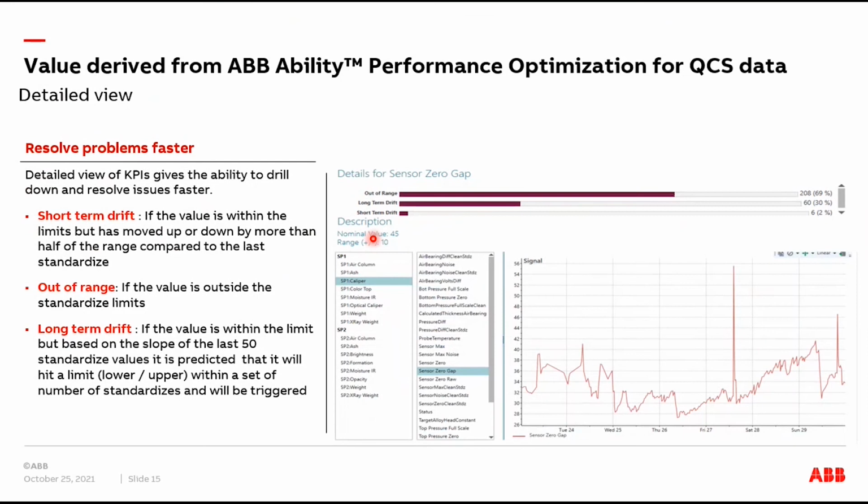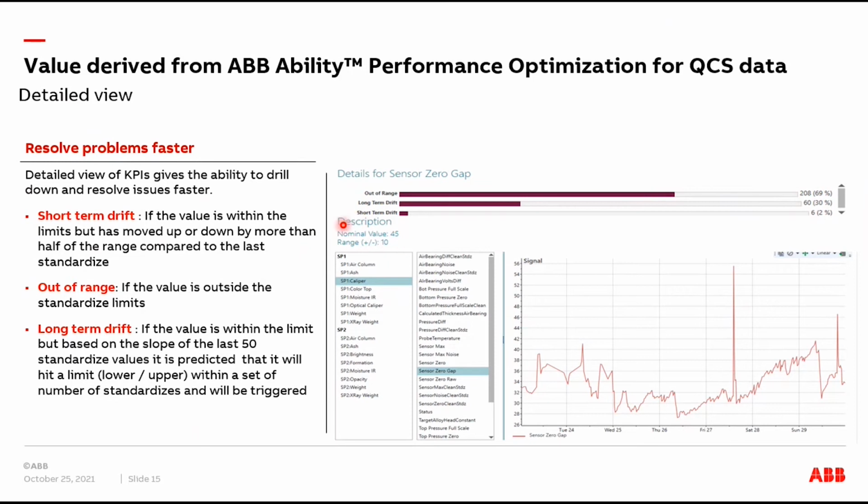We have basically 3 types of KPIs on the sensor stability: short-term drift, out of range, and long-term drift. So what do they signify and how do they help? Out of range is when the sensor fails or calculates values which are outside the standardized limits. It gets triggered when the sensor has violated the assigned range. In this screenshot there is 208 and it's 69%. So overall what it tries to say is the sensor has crossed the limit 208 times, out of almost 300 standardizes.